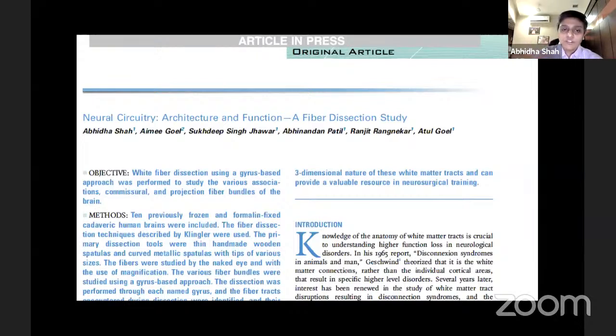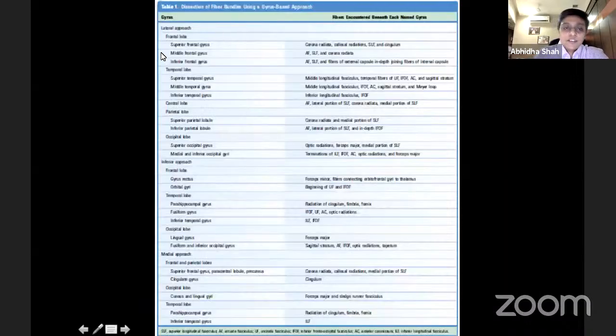Now let's go into the subcortical region to see what fibers come in the way. So recently we published this paper. I defined this architecture and function of the brain by classifying the white fibers of the brain into various layers. This table here shows which white fiber will come under which gyrus. So each gyrus of the brain was dissected to find out which part of the white fiber will be present beneath that gyrus.